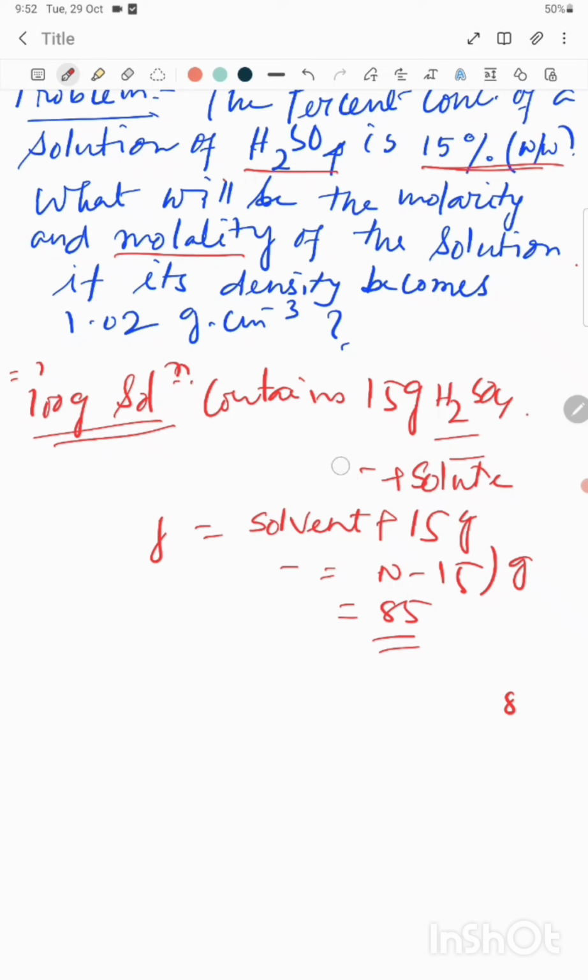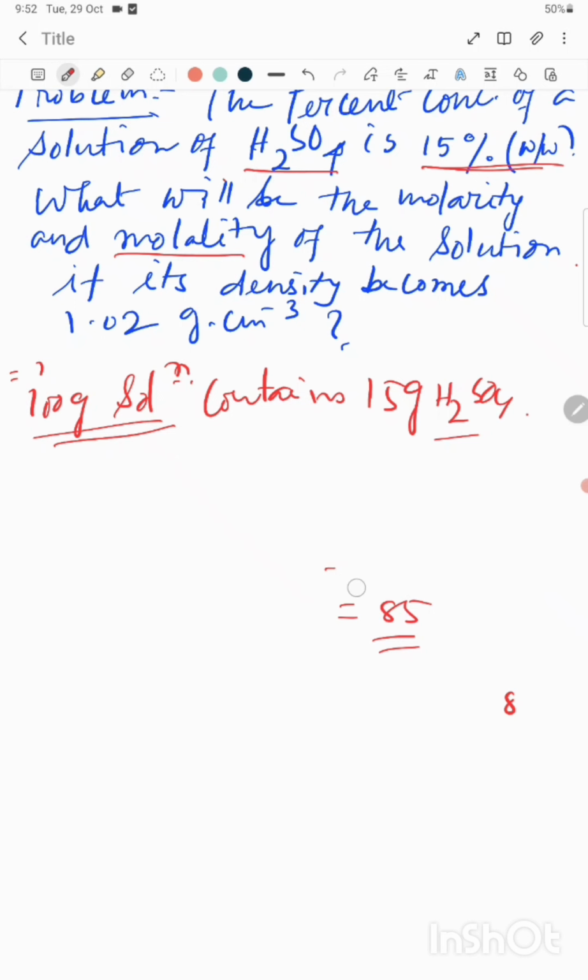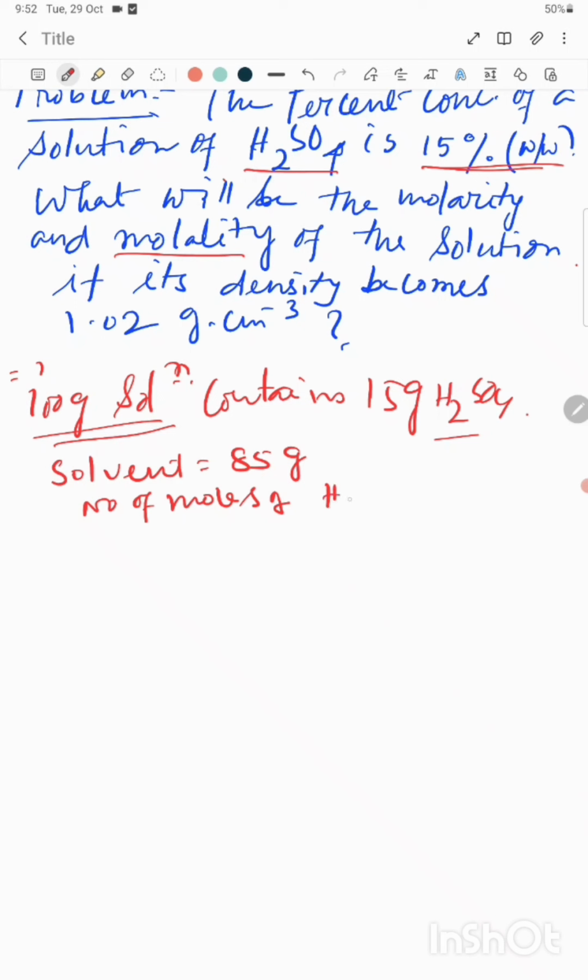Let's calculate. First of all, the solvent is 85 gram and the number of moles of H2SO4 is 0.153 mole.